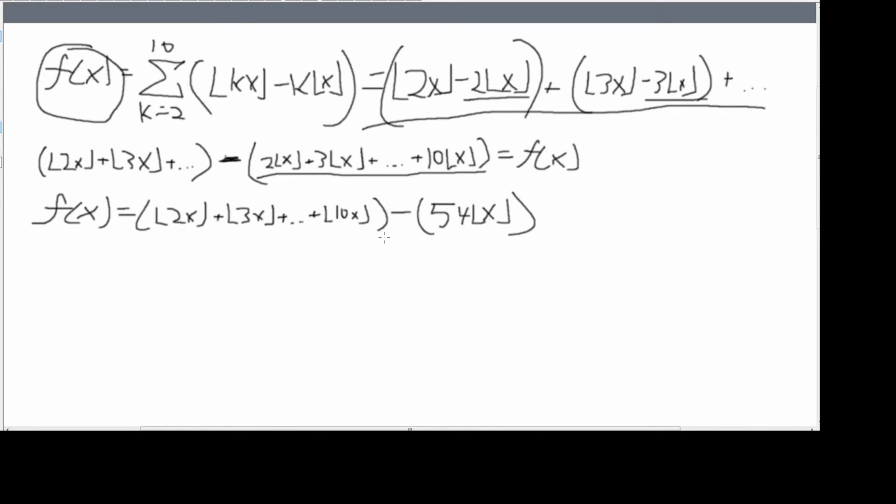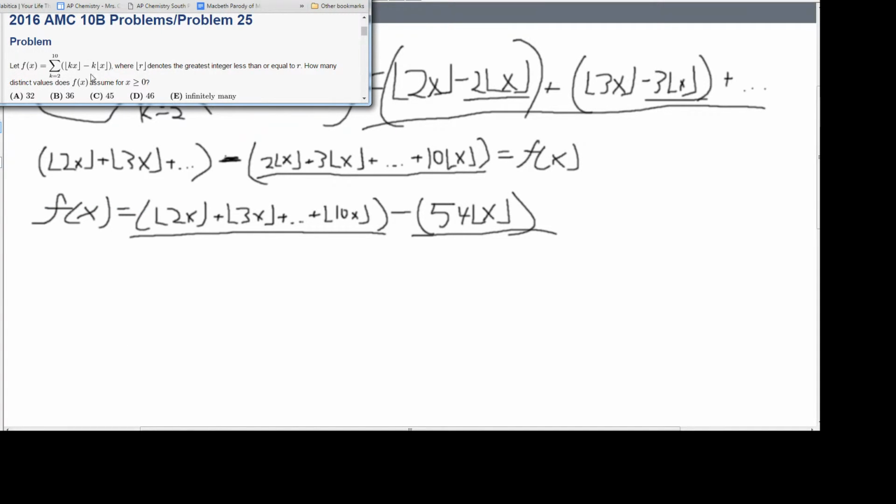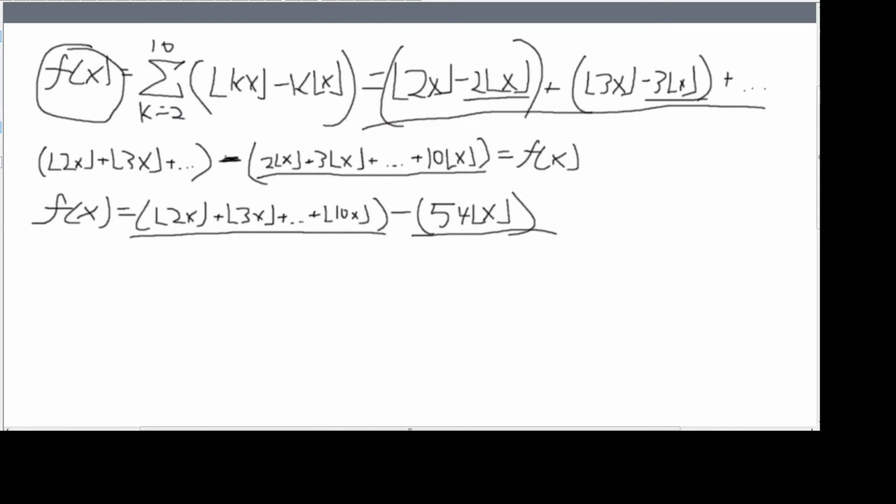Now that we have f of x equal to this, we have a greatly simplified formula. And now we can try and continue on. So we're trying to find how many distinct values f of x assumes for x greater than or equal to 0.